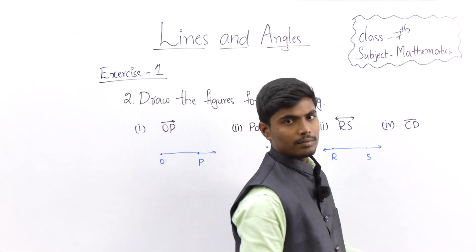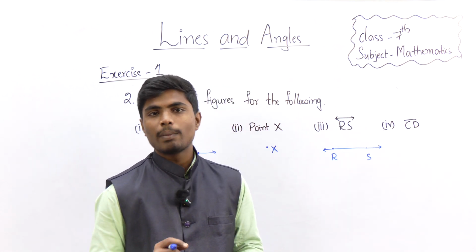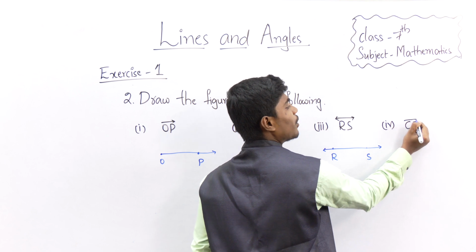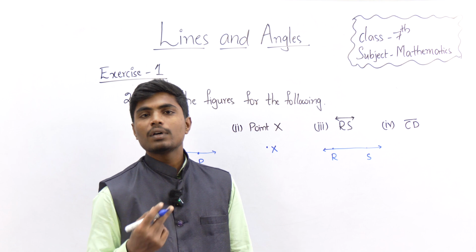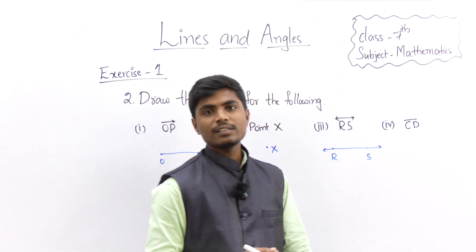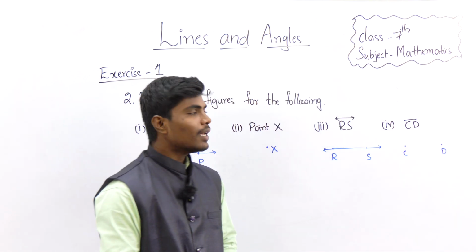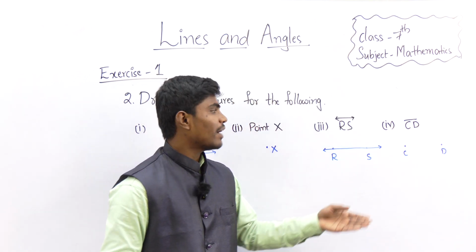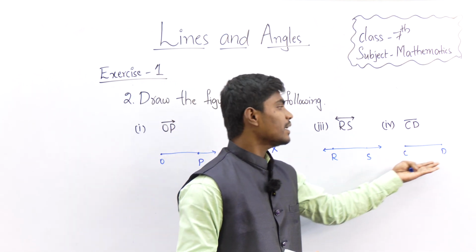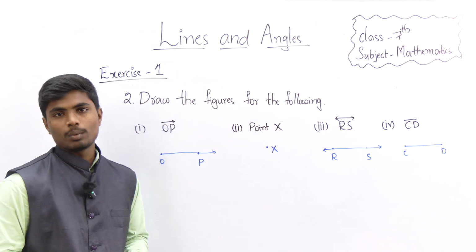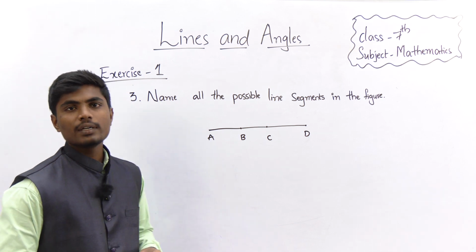Next, CD. Okay, this is CD bar. We represent a line segment as a bar, which means it has two fixed points. So CD is a line segment. It should have two points, one is C and one is D. So we write point C and point D, and we join these two points. Okay, this is the line segment CD. These are the figures for the given problems, and this is the solution for the second problem. Now let's move to the third problem.